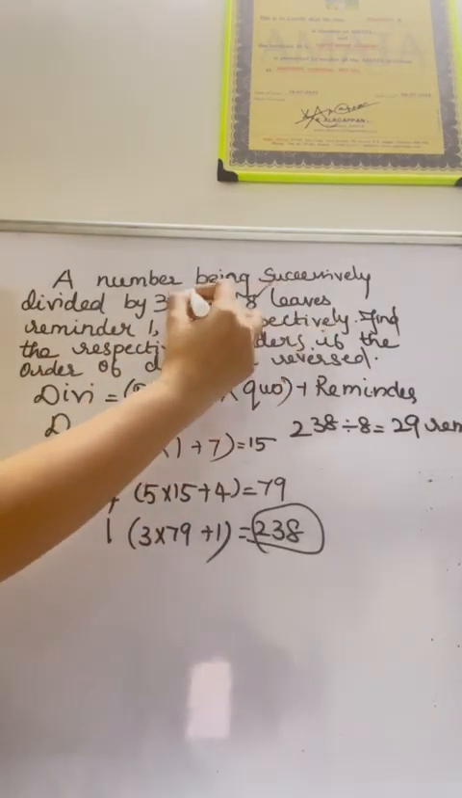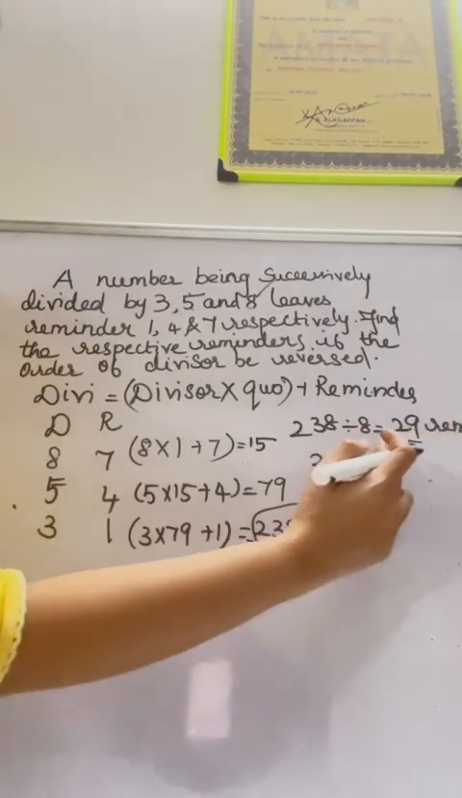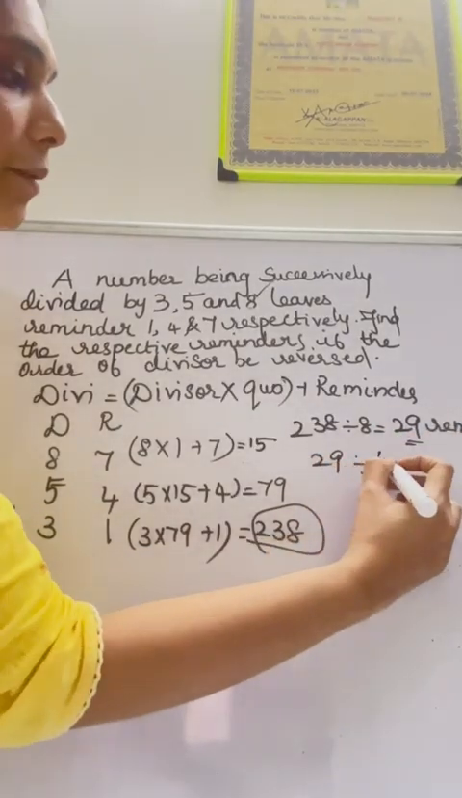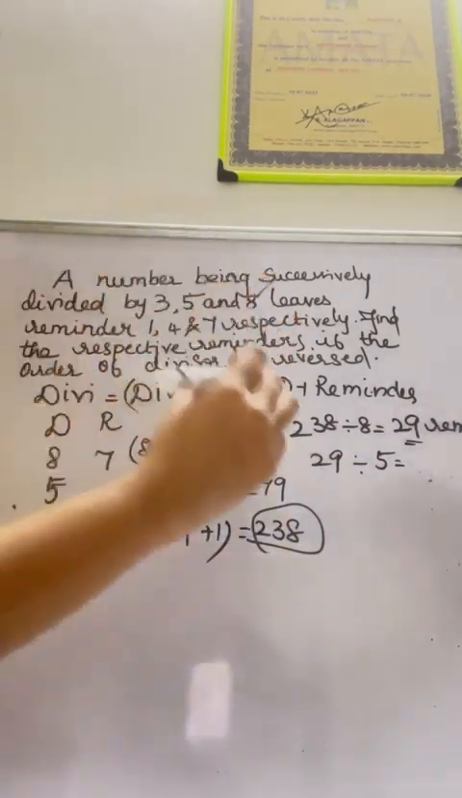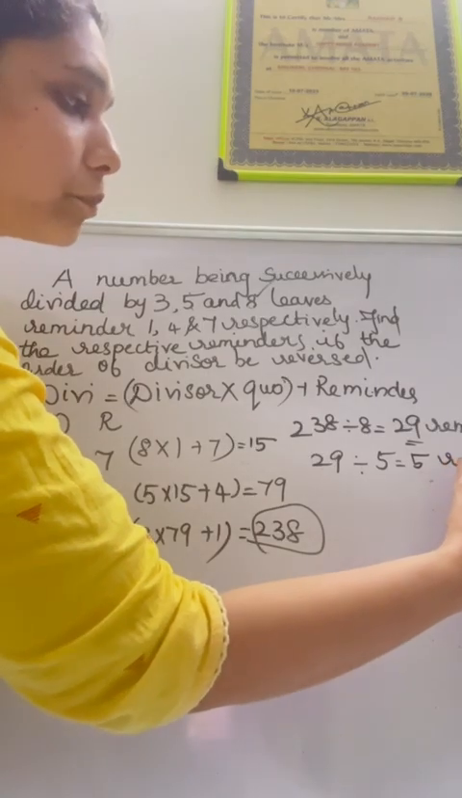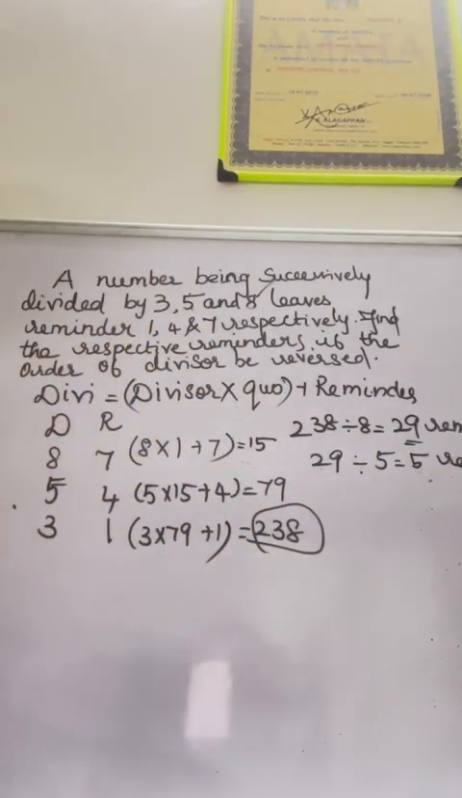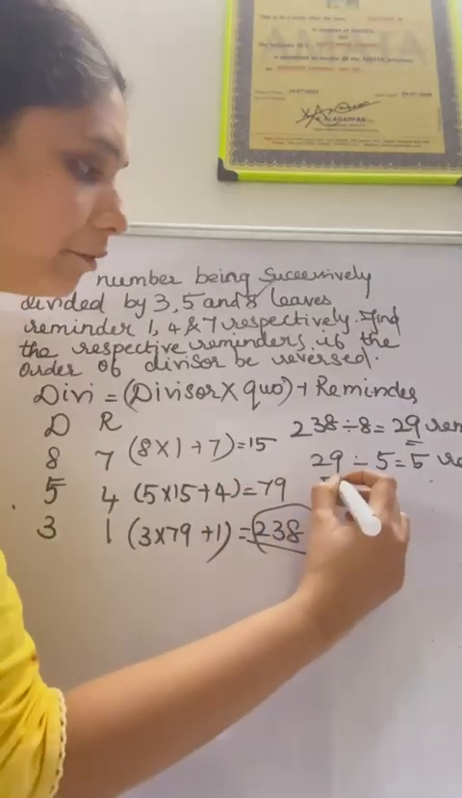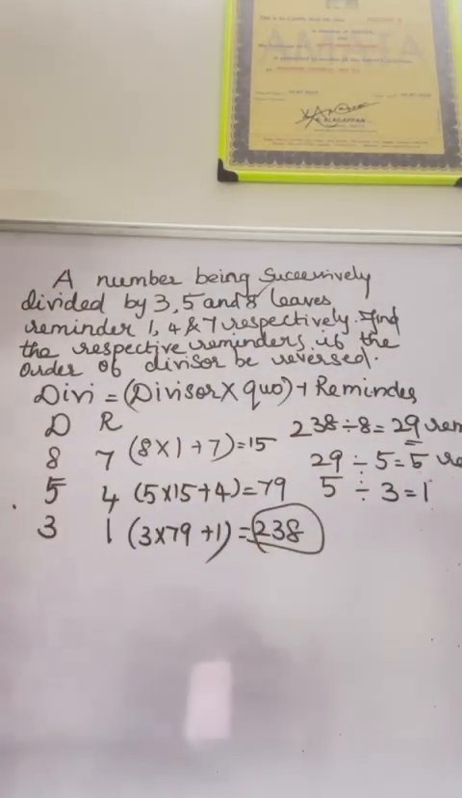So first 8 is finished, next 5. Successive division, so from here 29 divided by 5 we get 5 with remainder 4. 5 5s are 25 with remainder 4. Okay, so again 5 divided by 3 we get 1 with remainder 2.